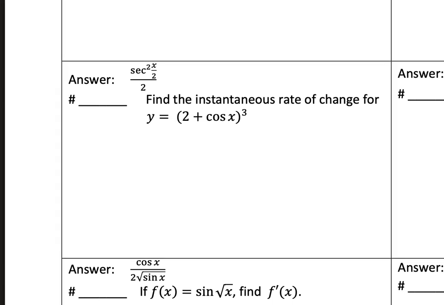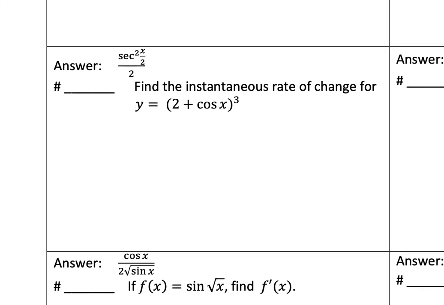Okay, so instantaneous rate of change is just the derivative. So find the derivative. This is a chain rule because you have something to an exponent other than just x. Our inside function, we'll do that first, is 2 plus cosine x. For the outside function, make this whole 2 plus cosine x just an x, so this is x cubed.